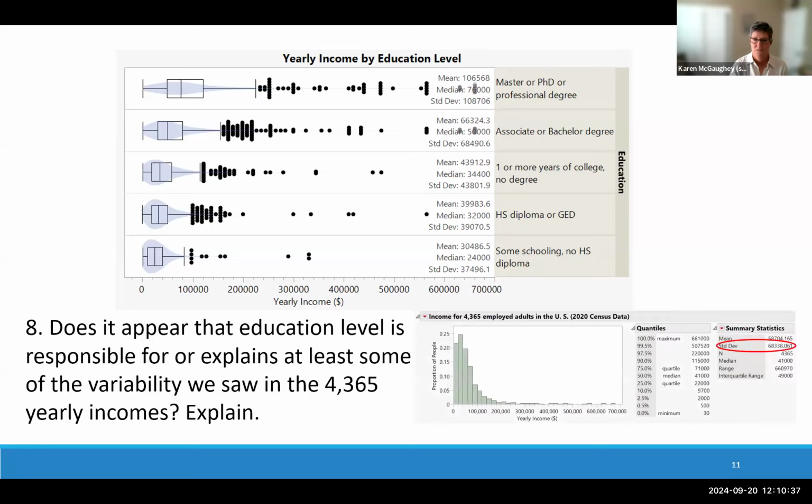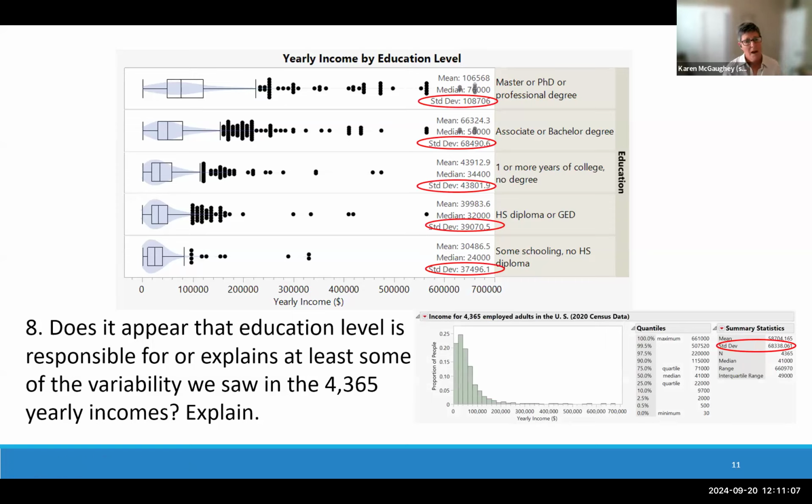And maybe to give you a reference, here's the original data before we broke it out by education level. I've circled the standard deviation there. It's about 68,338. All right. So I would want my students to focus on those standard deviations maybe.